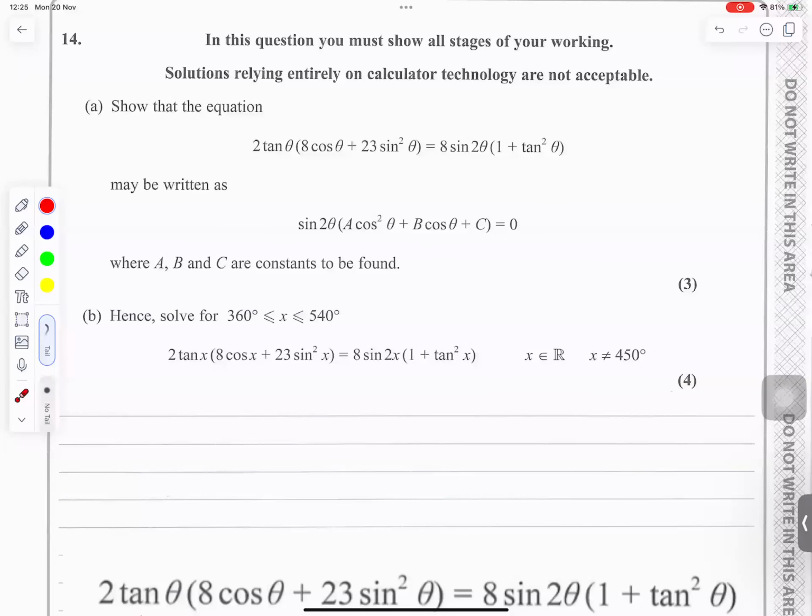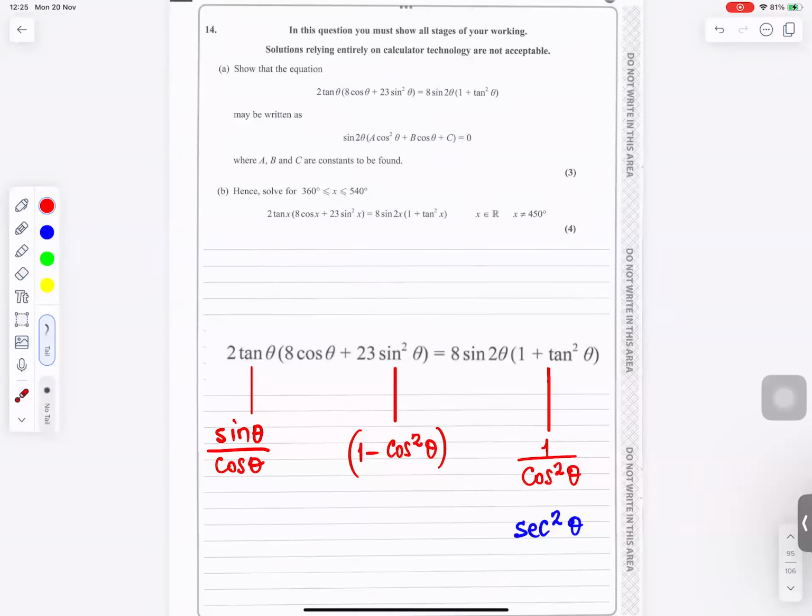Question number 14. We want to change the tangent. We use sine over cos. We want to change the sine squared. We use 1 minus cos squared. We want to use the tan squared. We write it as 1 plus tan squared is sec squared, and that is 1 over cos squared.